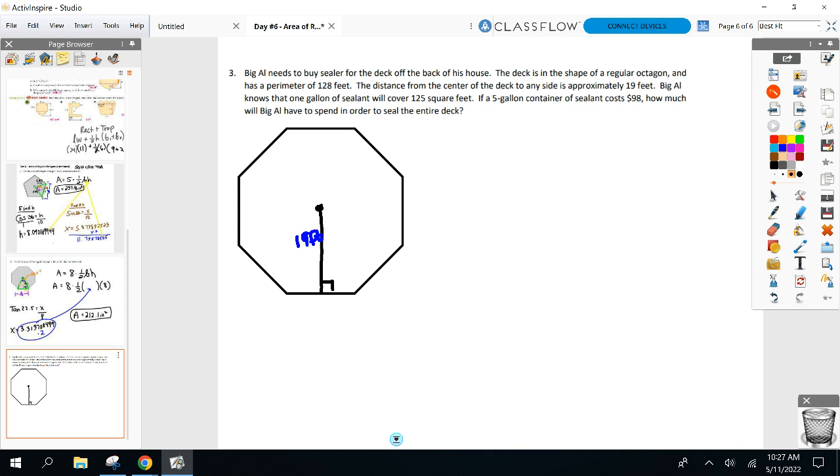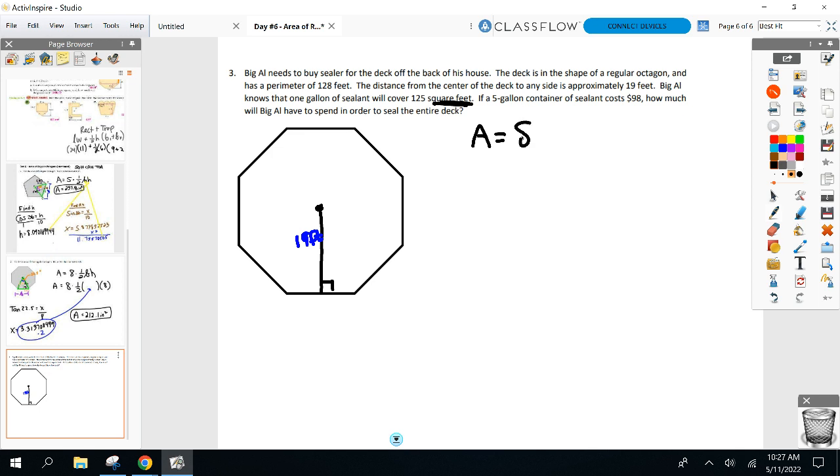Bottom line, how much money am I spending to seal the deck? Anybody? Whoa, whoa, whoa! We're in the area unit, so obviously I'm going to find the area of this octagon. But let's say we're in the regions in about 5 weeks. What up here signals area? That this is an area problem. What signals area up here, Carter? Sealant covers 125 square feet. Boom. The only type we leave in square units is area. So help me find the area of this octagon.